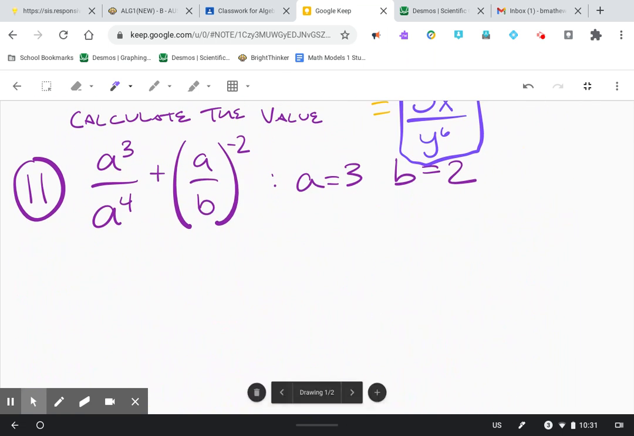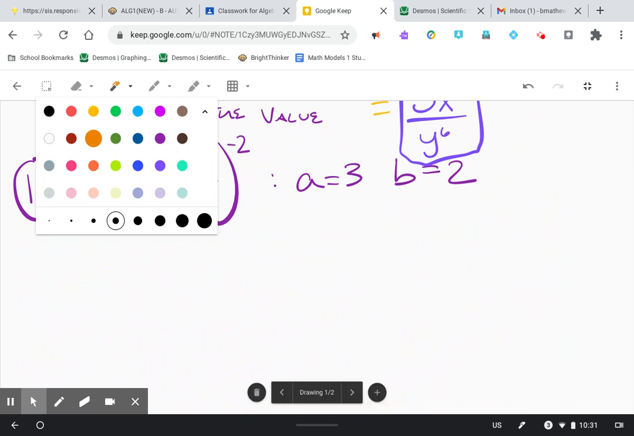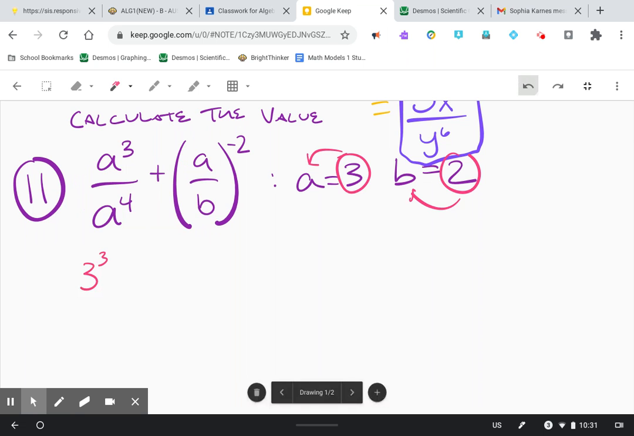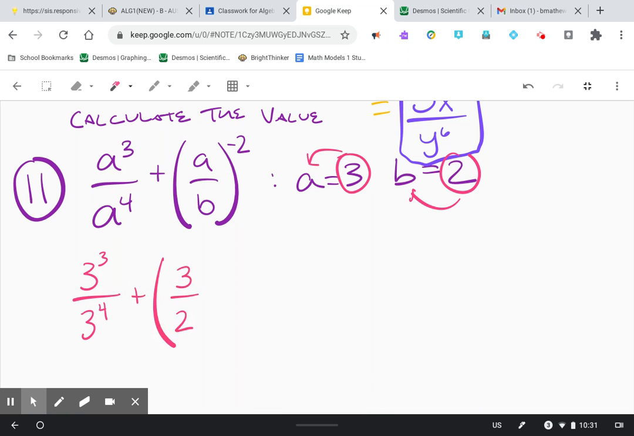Then they have us calculate the value. What they want you to do is take these numbers and replace b and a with them in the problem. So we're going to run through the entire problem and replace them. So a to the third is 3 to the third over 3 to the fourth plus 3 over 2 to the negative 2 power.